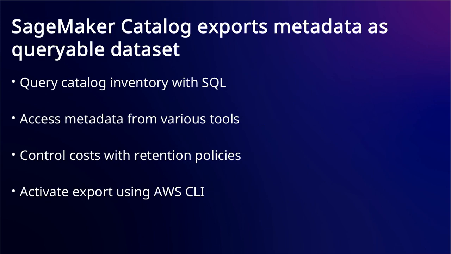Data teams often struggle to efficiently analyze and report on their SageMaker Catalog assets without building custom ETL pipelines. The new metadata export feature solves this by automatically converting catalog asset metadata into a queryable Apache Iceberg table. You can query catalog inventory using SQL, eliminating the need for custom ETL.